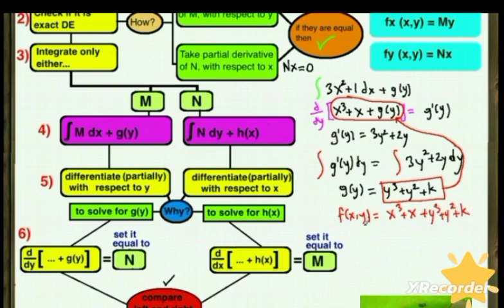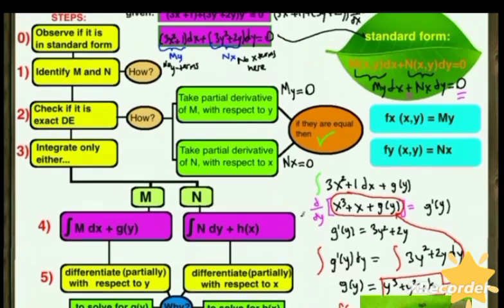Now we're going to substitute f(x,y) with c. C equals x cubed plus x plus y cubed plus y squared plus k. And if you merge this constant k and c, which is going to be c minus k, is again a constant, so you can keep it as it is. X cubed plus x plus y cubed plus y squared equals c.